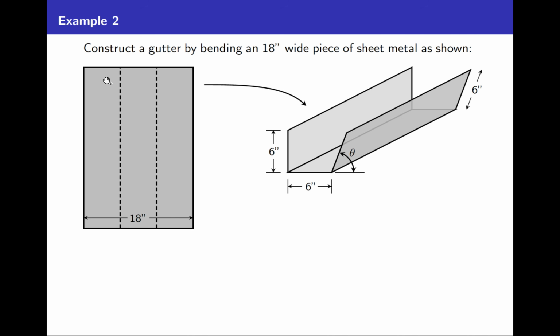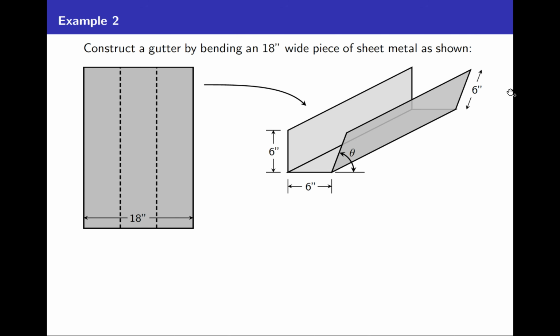This left-hand strip here turns up to a right angle that gives you a side of the gutter that's 6 inches tall. This middle strip is your base, and it's going to be 6 inches wide. And then you're going to have an angle here, some theta, that you're going to decide upon, giving you an angular length here of 6 inches.